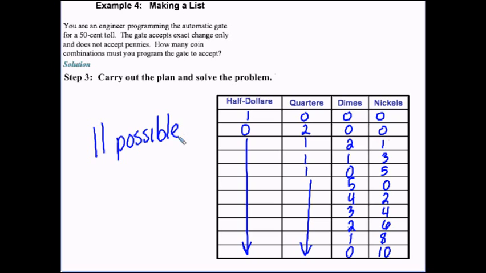Okay, then we look back over this. Does this seem reasonable? Do you think we accounted for all the possibilities? Yes. So we're good.